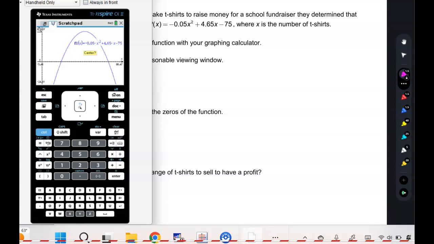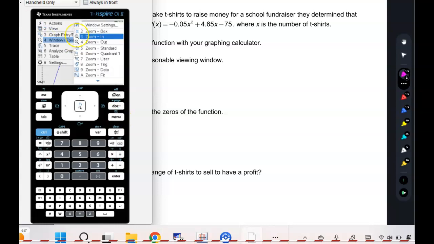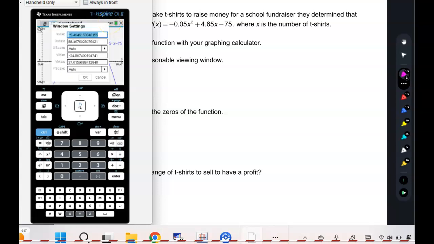So what is that viewing window? I can just go to my window settings. I don't even see the graph. Did you zoom out enough? Just keep zooming out, and you know you can drag your graph, right? It has a negative x squared. Once you zoom out, you can press the window settings. You might have a slightly different answer.